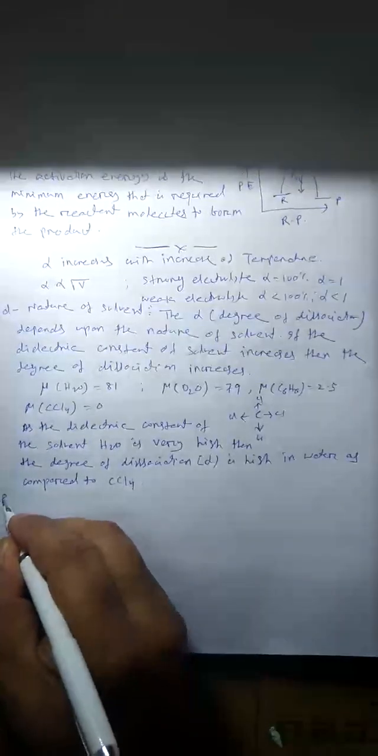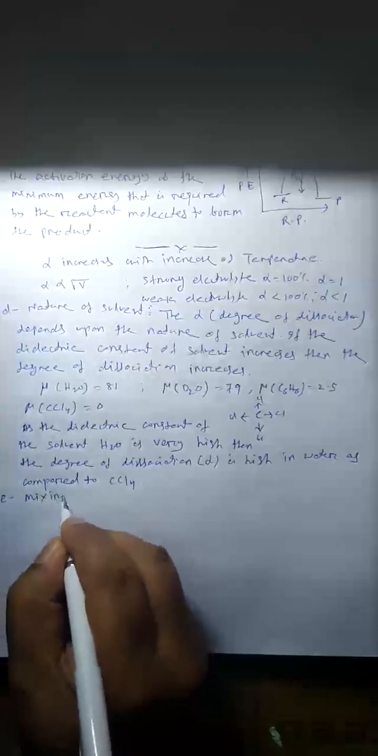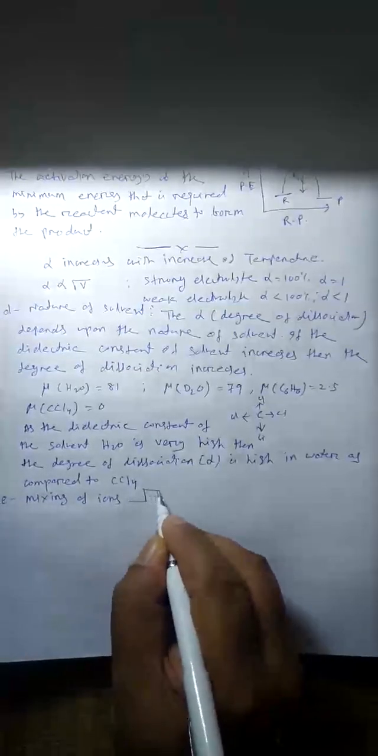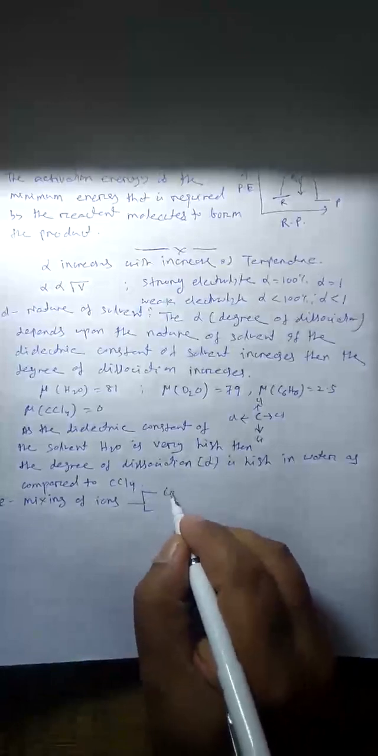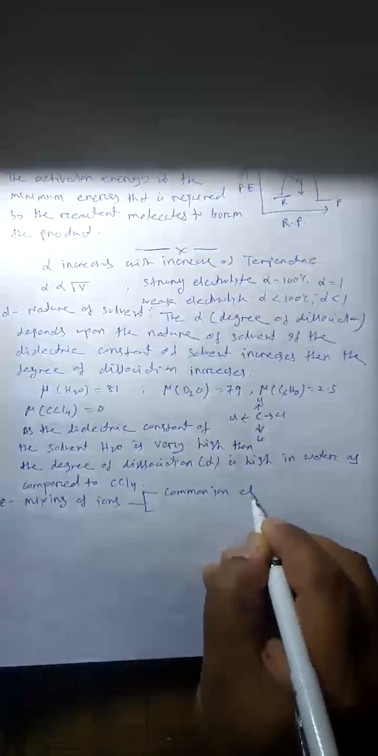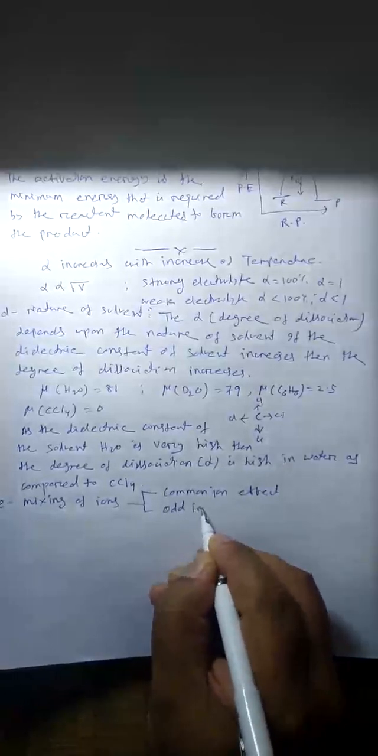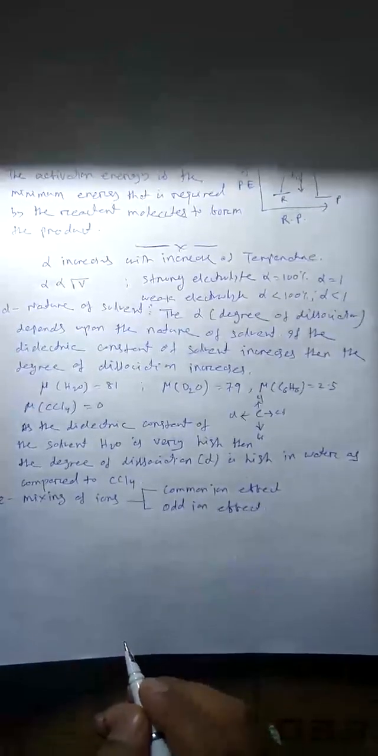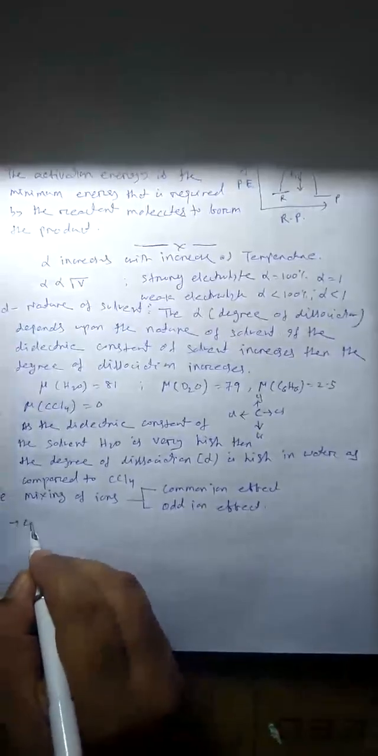Then the effect of mixing of ions. We can divide the mixing of ions into two parts: one is the common ion effect, and the other is the odd ion effect. First we go to the common ion effect.